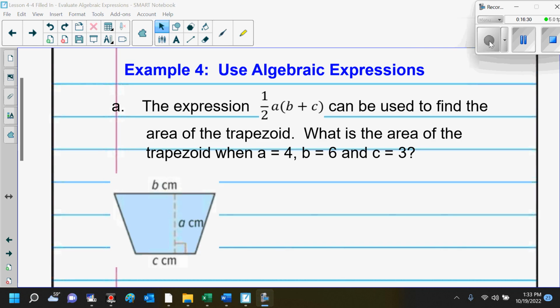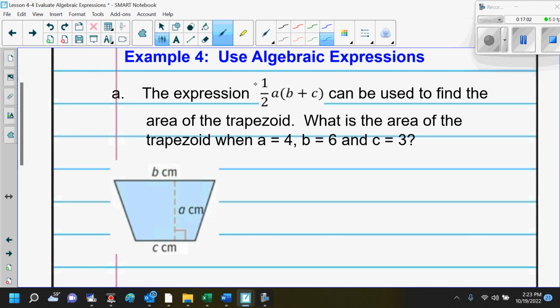Example 4 says use algebraic expressions. It says the expression 1/2 A times the quantity B plus C can be used to find the area of a trapezoid, where A is equal to the height and C and B are equal to the two bases. What is the area of the trapezoid when A is equal to 4, B is equal to 6, and C is equal to 3?